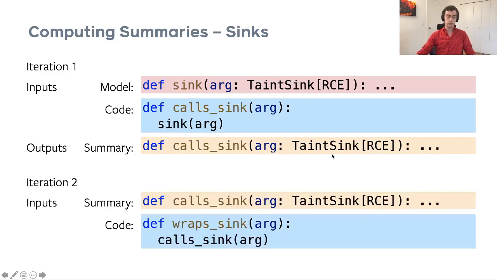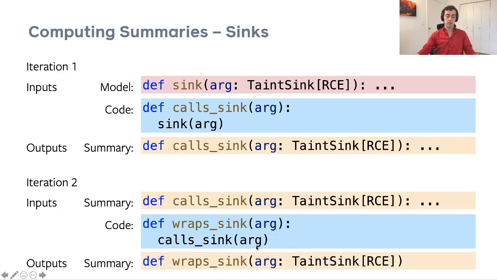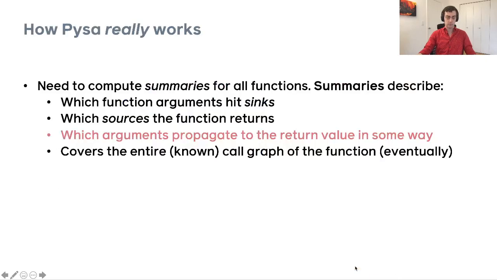Going into the next iteration, we take that summary as an input and continue iterating over the code until we find a function like this. And this wrapper function eventually calls sink. And so from there, we can infer that wrap sink is also a taint sink because its argument eventually reaches a taint sink of remote code execution.